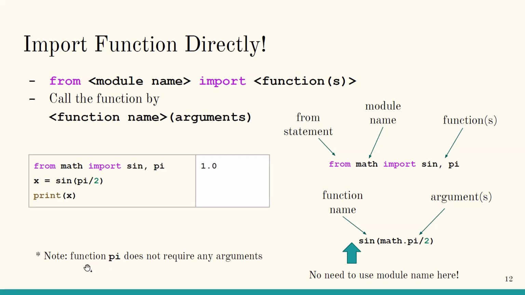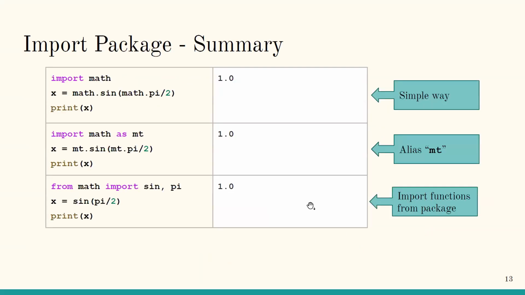Okay. So note that the function pi does not require any arguments. It's a constant, right? You don't need to import anything. Okay, so now you can do it like this, but usually we don't do it like this. We import everything. Sometimes you want to make your program faster, so you just import two functions. This is about efficiency only.